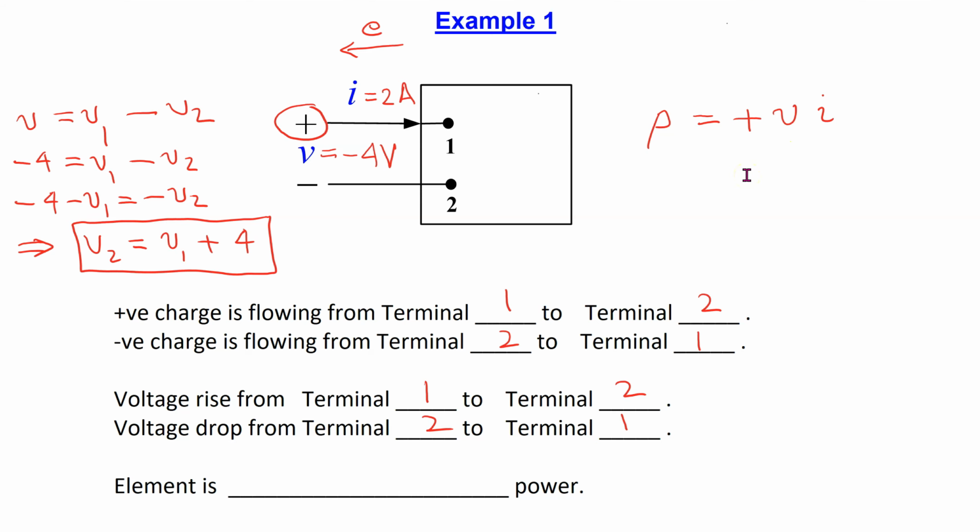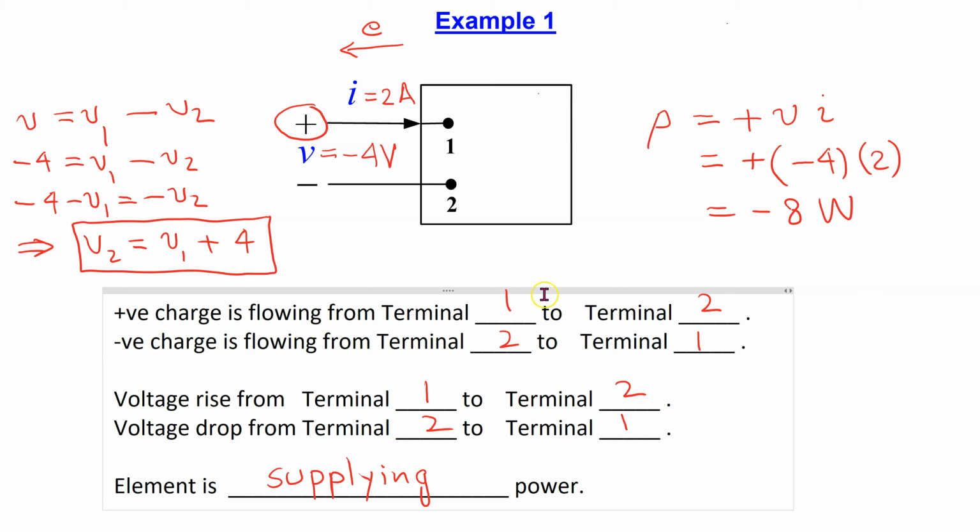The next step is to substitute values. So this gives minus 4 times 2 is equal to minus 8 watts. We can see that the final answer is negative. This means that element is supplying power, or in other words, power is being extracted from this circuit element.